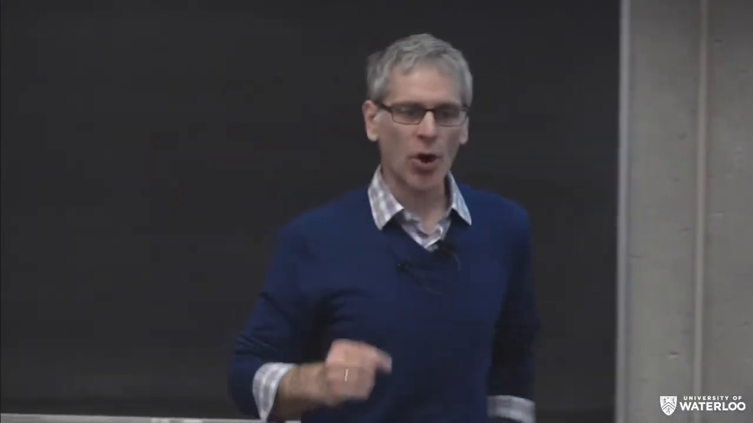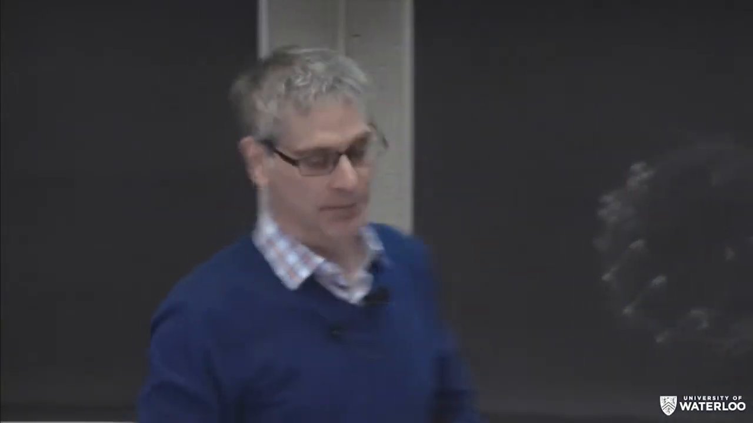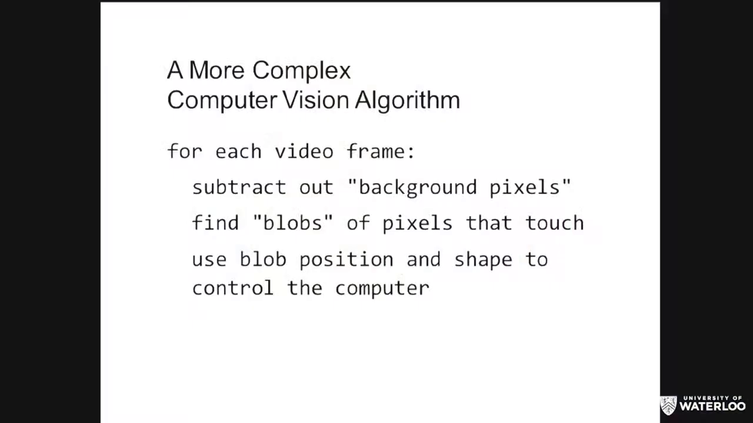Let's talk about a slightly more complex computer vision algorithm. I'm not going to give you the details, but it leads into some examples of work that I've done. Instead of looking at each individual pixel, for each video frame I can subtract out the background pixels. I want to get rid of all the junk behind me and just get stuff in front. I can look at all those pixels that are left, the ones in the foreground, and see whether they touch each other. If they touch each other, I can call that a blob. So two people will be two separate blobs, and they can use that blob position to control a computer.